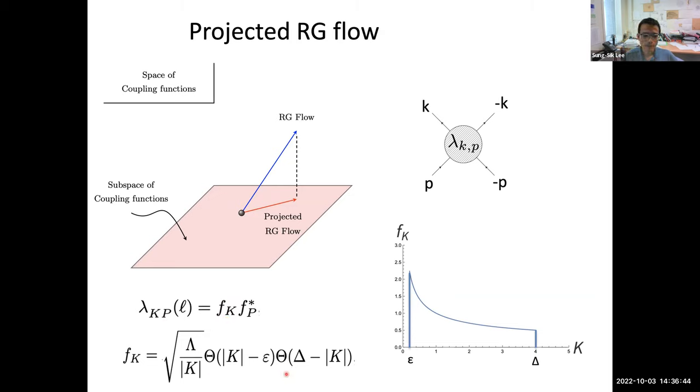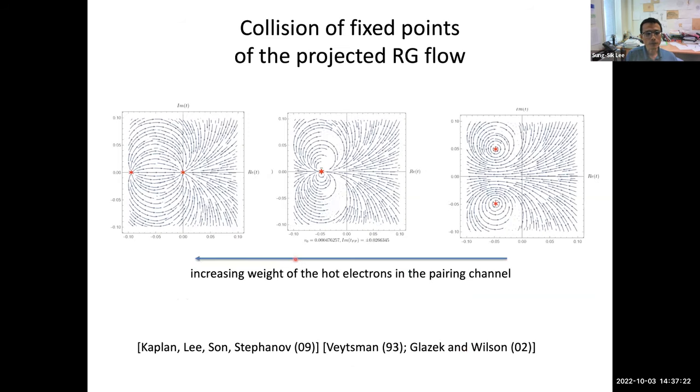And here I have chosen my f of k to have some IR cutoff, a small momentum cutoff epsilon close to the hotspot, so zero is hotspot, and then a large momentum cutoff delta. I fix epsilon and delta, so low momentum and large momentum cutoff, and I consider a Cooper pair with some shape in this range of momentum, and I can project my RG flow to this particular channel. Then you can visualize your RG flow. So here is what it looks like.